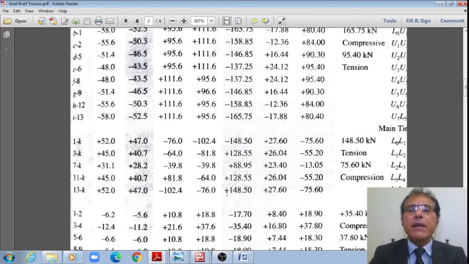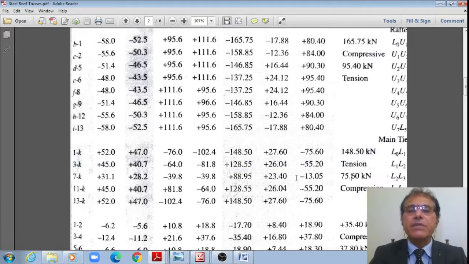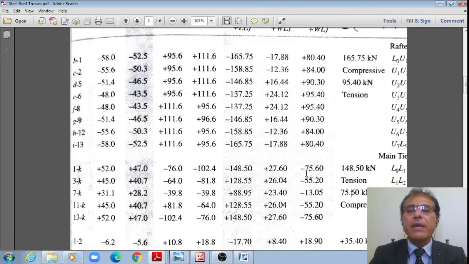However, this being a main tie, because the bottom chord member is a main tie, I'll take 148.5 as my design force, the tension force. I will design for tension and later check for compression, right? Now I'll see where I'm getting the minus maximum value. I'm seeing that in the same L0 L1 I'm getting minus 75.6 as the design compression, right?